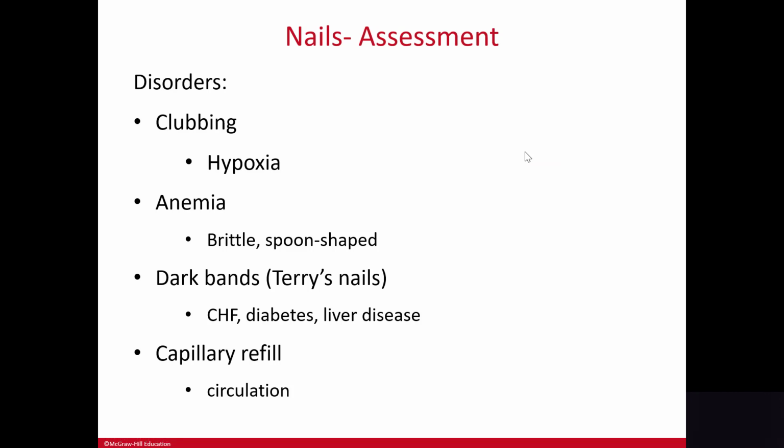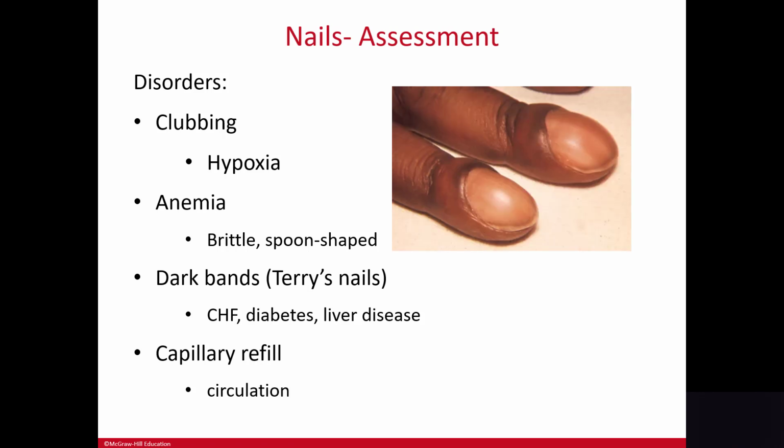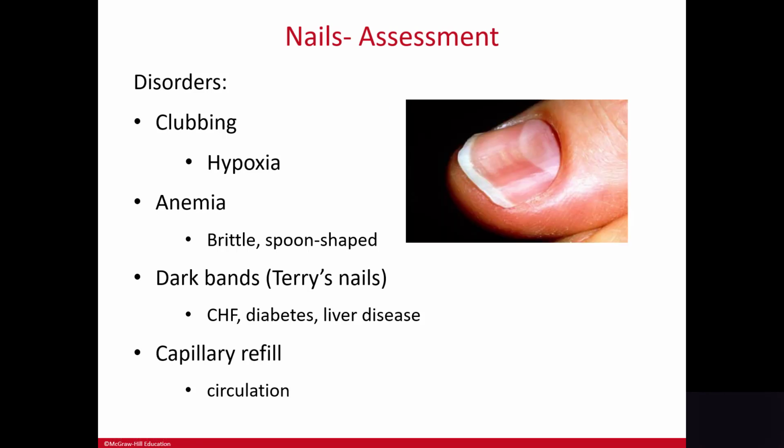In healthcare, we can look at patients and assess their nails, and that can tell us something about their overall systemic health. Our nails can tell us a lot about what's going on with their overall health. Clubbing of the nails can indicate hypoxia or low oxygen levels. Brittle or spoon-shaped nails can indicate anemia.